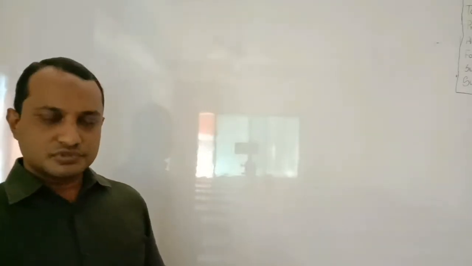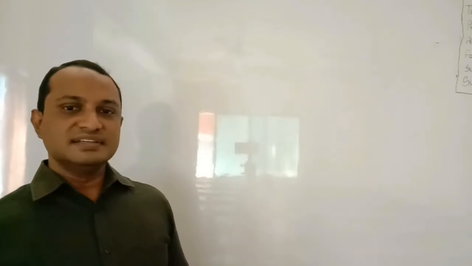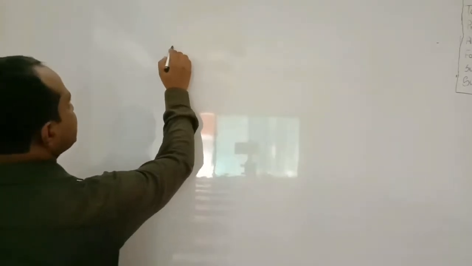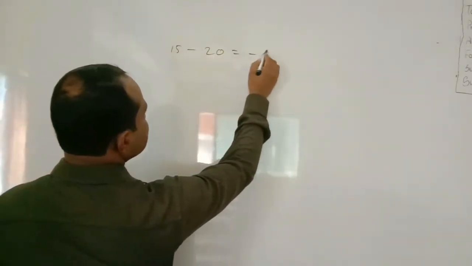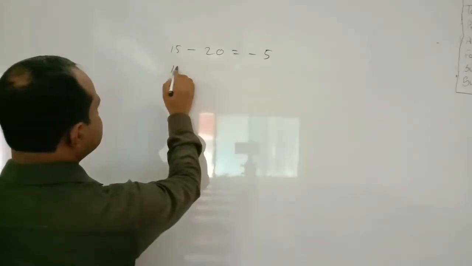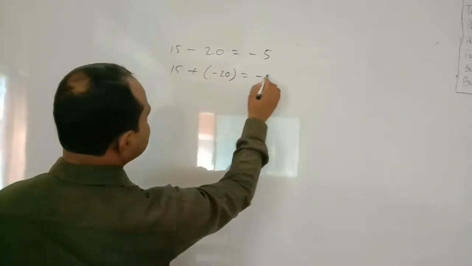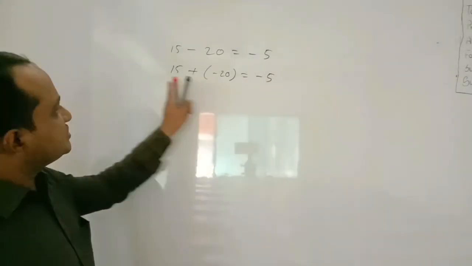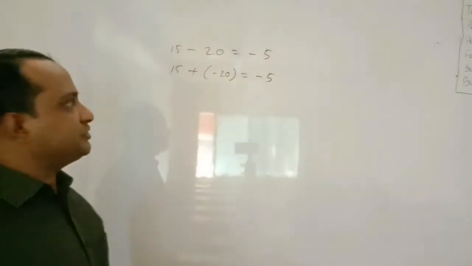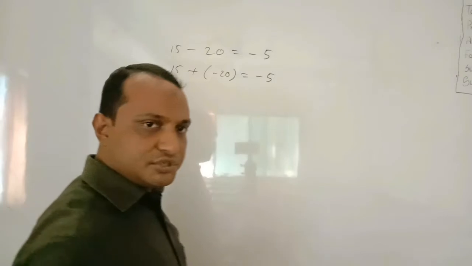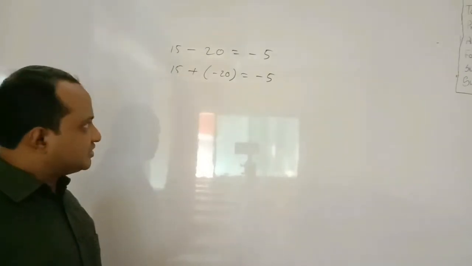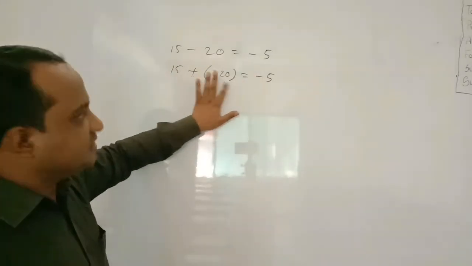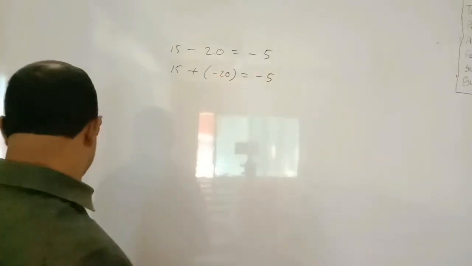By using 2's complement form, you can change the sign of any number. That means, for example, I can say 15 minus 20 equals minus 5. If I use 15 plus minus 20, then it will also be minus 5. So the result is the same. We have to use this process, not the other one, as a computer cannot do any subtraction, multiplication or division. For this reason, I have to use this system: 15 plus minus 20, then it will be minus 5.